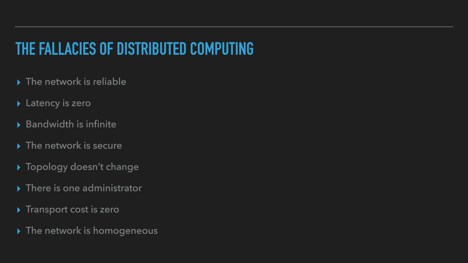As an overview, here are the 8 fallacies. Number 1, the network is reliable. Number 2, latency is 0. Number 3, bandwidth is infinite. Number 4, the network is secure. Number 5, topology doesn't change. Number 6, there is one administrator. Number 7, transport cost is 0. And number 8, the network is homogeneous. Let's now take a look at each one in more detail.